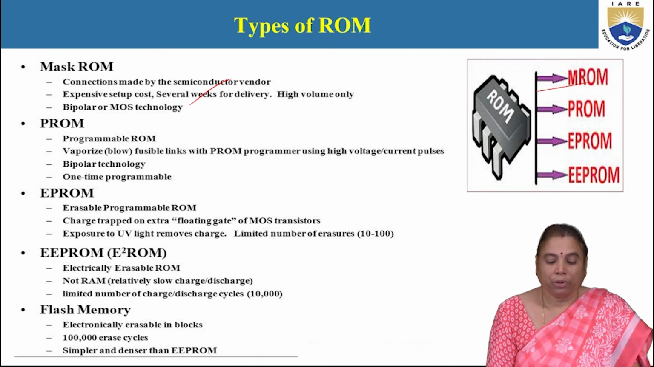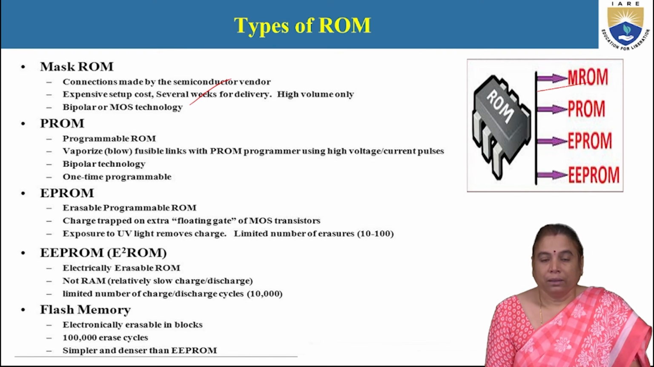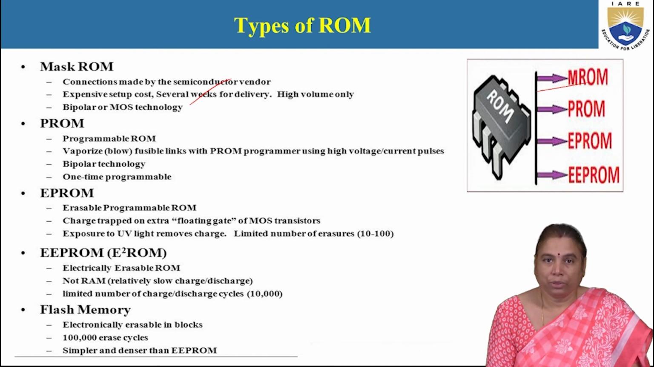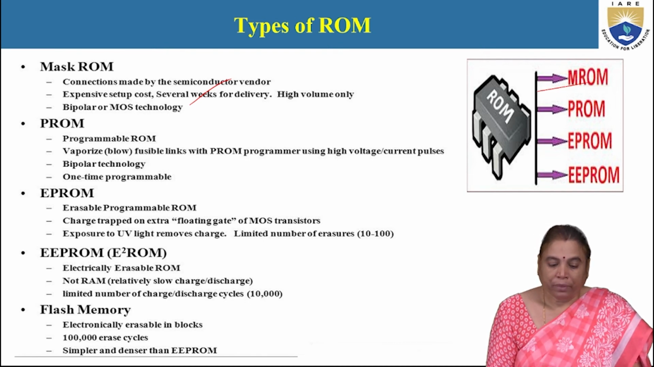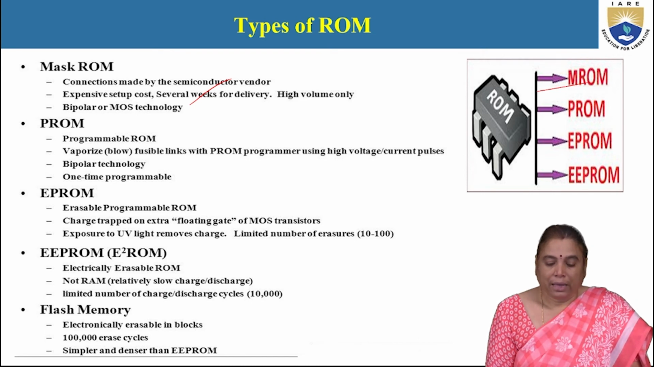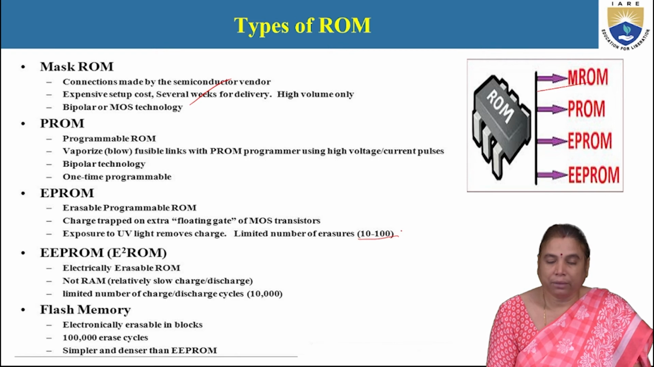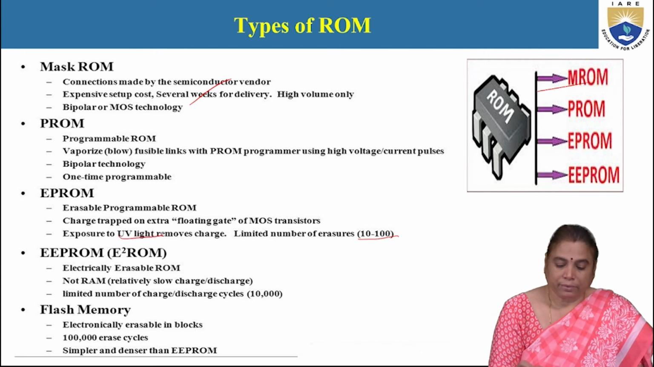Next is PROM, programmable read-only memory. Here, generally one-time programming can be written onto this type of memory. Next is EPROM, erasable programmable ROM. Here the limit of erasing is generally 10 to 100 times, and the erasing of the data is done with the help of ultraviolet rays.